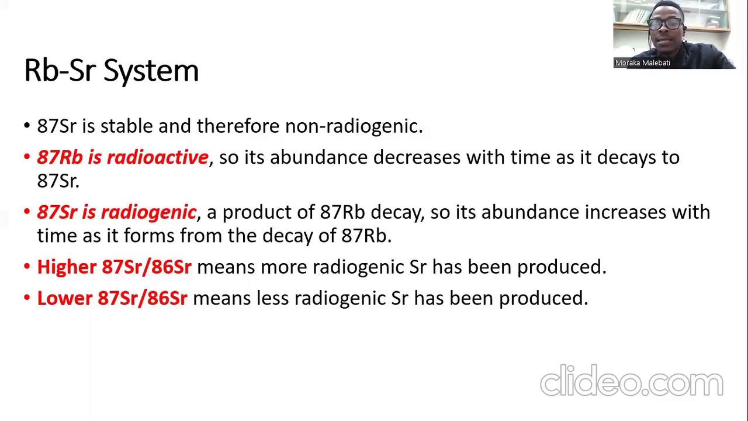Okay, so when we say something is a radiogenic isotope, we mean it's a daughter isotope. So when rubidium-87 decays, it gives us strontium-87, which is radiogenic. Strontium-87 is a product of rubidium-87. Its abundance increases with time as it forms from the decay of rubidium-87. It means the more rubidium decays, the more strontium-87 it will produce. So strontium-87 will increase with time, but rubidium-87 will decrease with time. Strontium-87 is a daughter isotope, and it will never decay further.